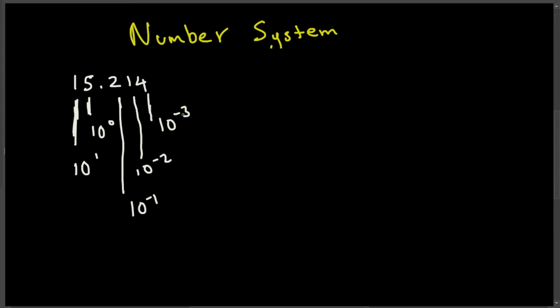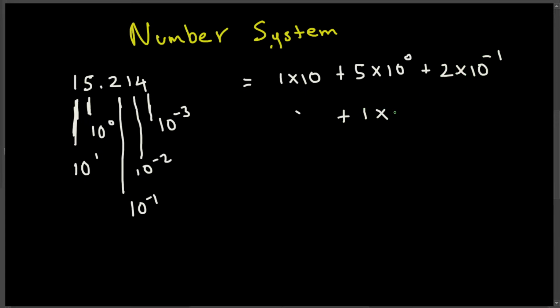And as it expands, the negative power increases, but the value decreases. Okay. And if you rewrite this one in terms of 1 times 10 plus 5 times 10 to the power of 0 plus 2 times 10 to the power of -1 plus 1 times 10 to the power of -2 plus 4 times 10 to the power of -3, you will get the same number back. But let's simplify this one a little bit more.